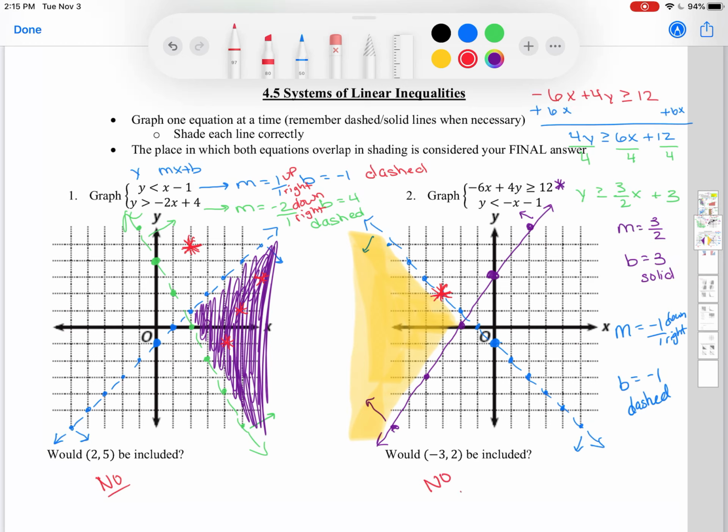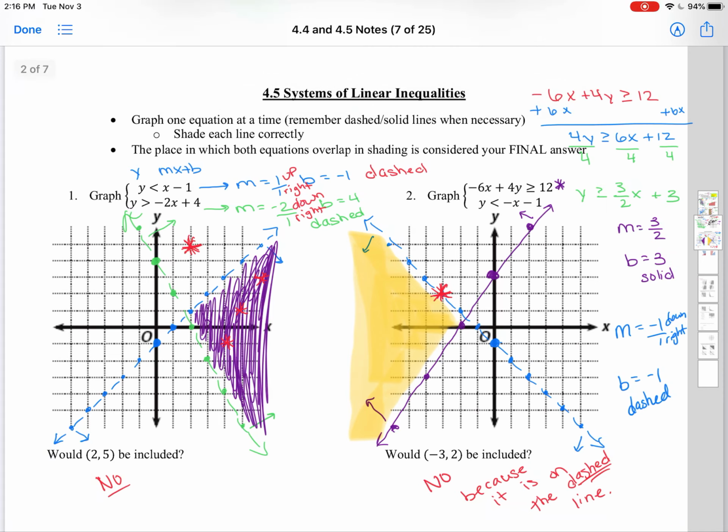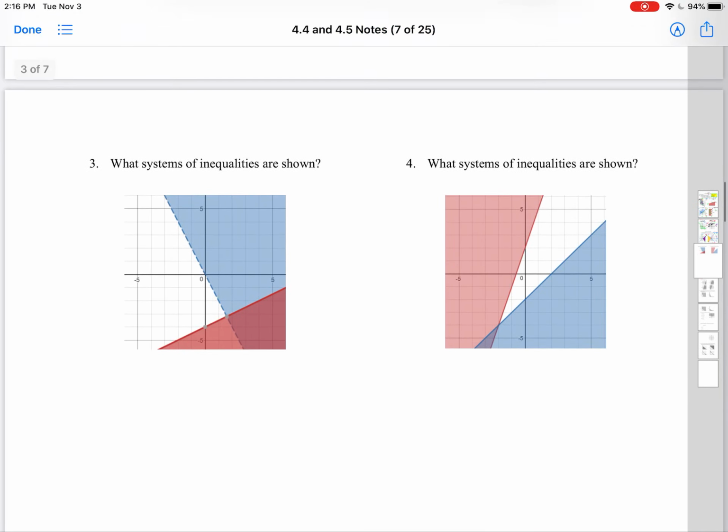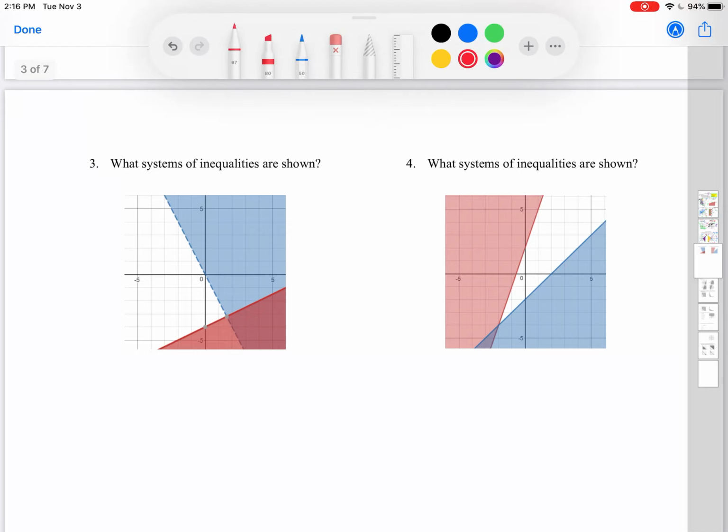If it were on a solid line, however, yes, it would come out true because it would still be equal to that function. So with -3, 2 being on the dashed line, we would still say no. And the reason for that is because it is on the dashed line. If it were on the solid line, that would not be a problem. But in this case, it is only on the dashed line.